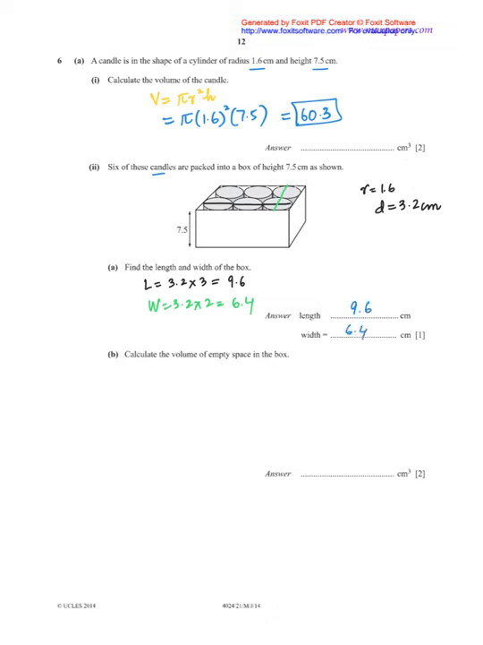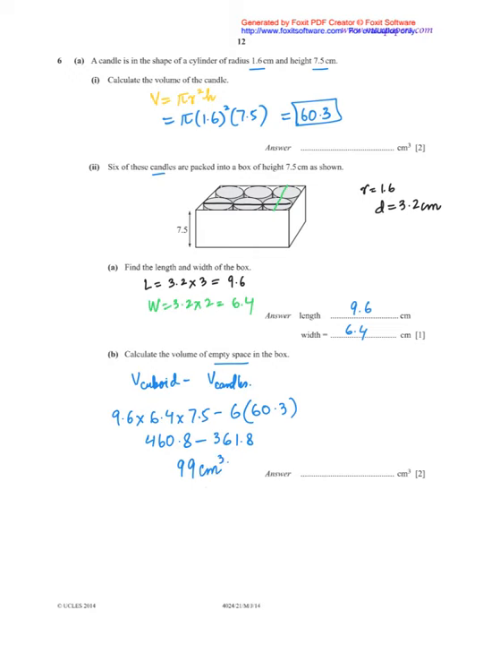After that it says calculate the volume of empty space. The working formula is volume of cuboid minus volume of candles, or you can say volume of cylinder, right? So volume of cuboid will be 9.6 into 6.4 into 7.5, that is L into B into H, minus volume of candle we found is 60.3, and we need to multiply it by 6 because we have 6 candles. So after finding these values, the final answer is 99 centimeter cube. That is the part of the box which is not occupied by candles.